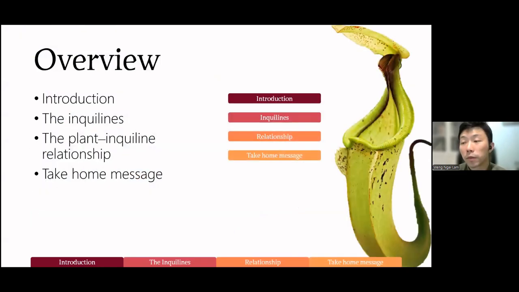This is a brief overview of what I'm going to be covering today. I'm going to give a quick introduction first to what are inquilines. I'm going to talk about the diversity of inquilines, the different types of inquilines that are, and the groups that they are sort of classified into. I'm going to talk about the relationship between pitcher plants and their inquilines. And then finally, I'm just going to end with some simple take-home messages from all that we've discussed.